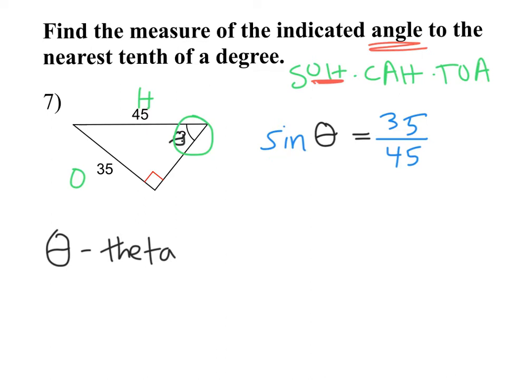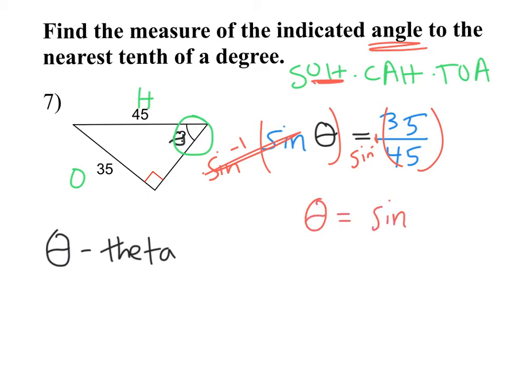So we have to think inverse operations right here. Inverse operation of multiplying is divide. Inverse operation of taking the square root is squaring something. Inverse operation of taking the sine of something is what we call sine inverse, and we write that with a -1 exponent. So I'm actually going to take the sine inverse of both sides, and I know this is going to look weird, but here's what happens. On the left-hand side, the sine inverse and sine cancel each other out, and we're left with theta, my unknown that I'm seeking, is equal to sine inverse of 35 over 45.